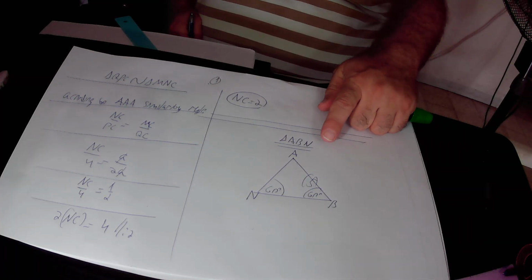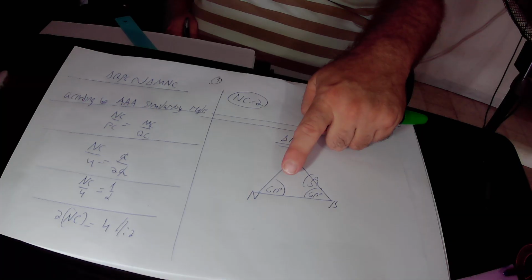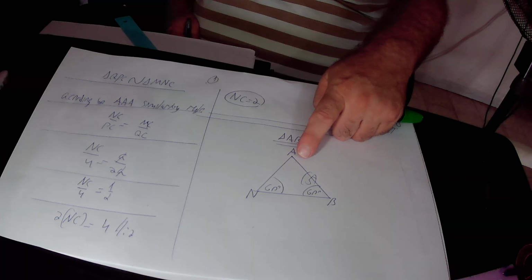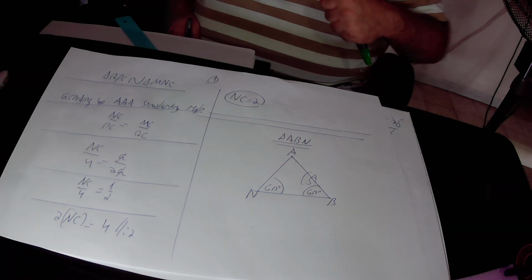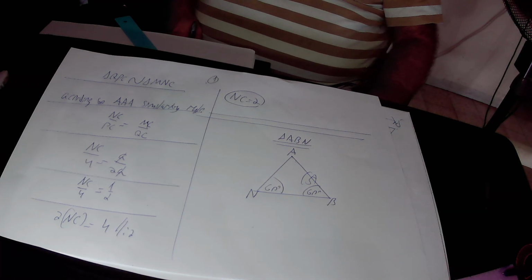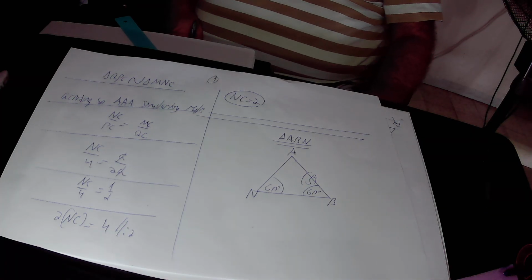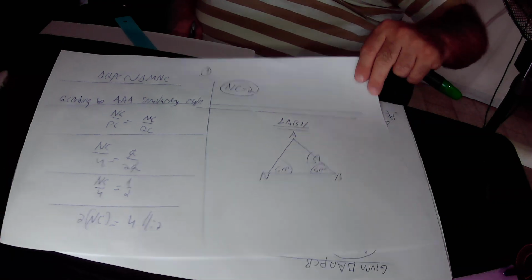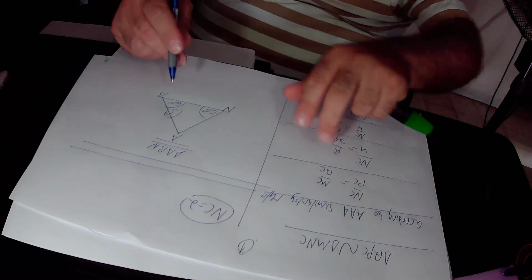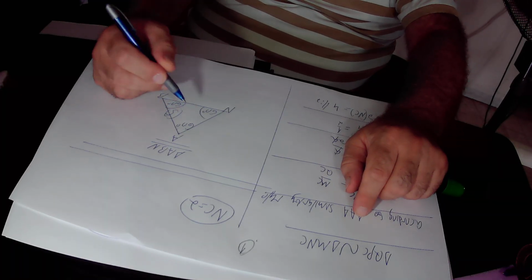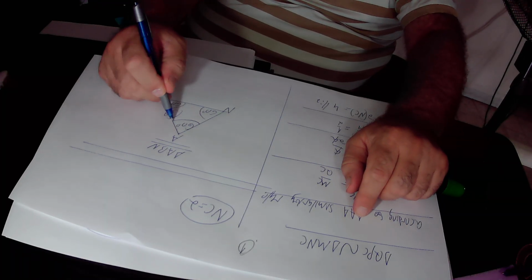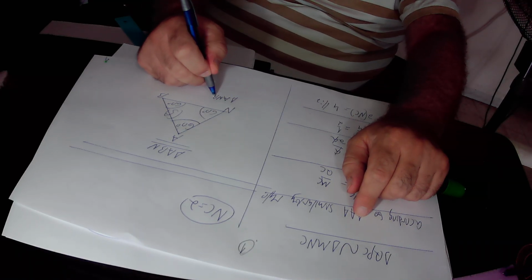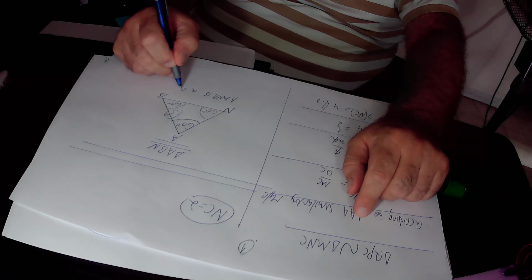In this triangle ANB, 60 degrees plus 60 degrees is 120 degrees. So 120 degrees plus this missing angle, in total they must be equal to 180 degrees according to the rule that states that the sum of the angles in a triangle is equal to 180 degrees. Therefore, this first missing angle must be equal to 60 degrees in its size. And therefore, triangle ANB is an equilateral triangle.